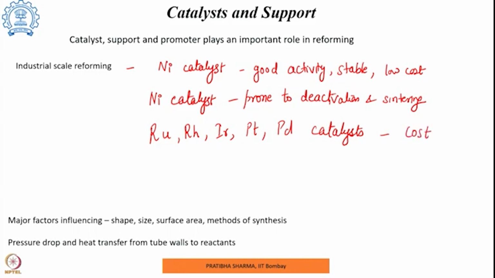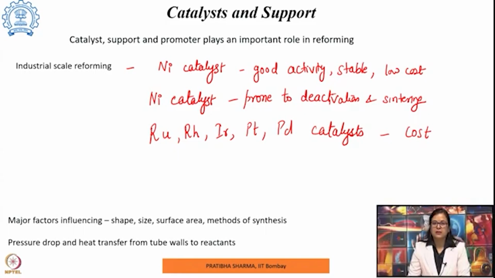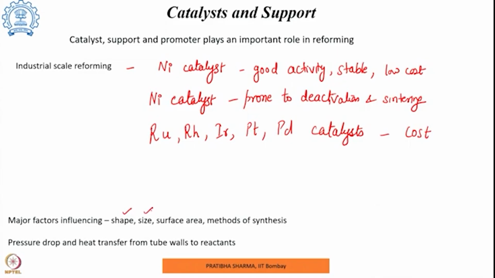Now there are several factors which also affect the heat transfer, the pressure drop, and the conditions inside the catalyst bed. Primarily, if we look at the catalyst design, we have to consider factors like the shape of the catalyst, the size of the catalyst, the surface area associated, and the methods by which these are synthesized, which also affect the catalytic process. All these factors can affect the pressure drop and the heat transfer characteristics from the reformer tube walls to the reactant.